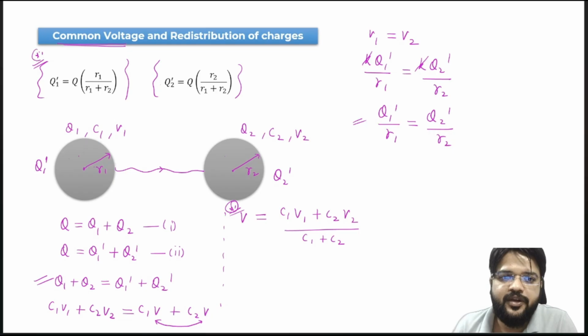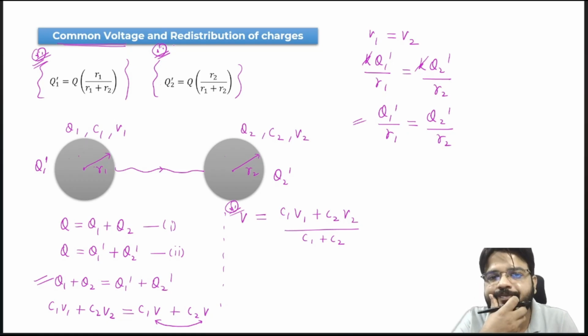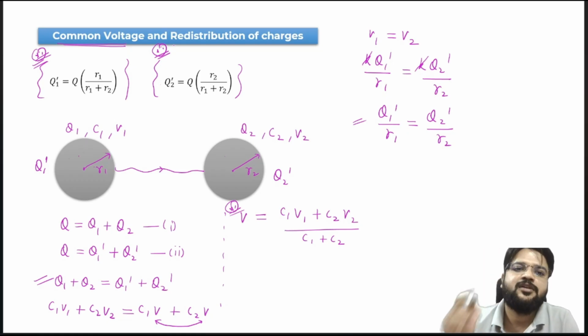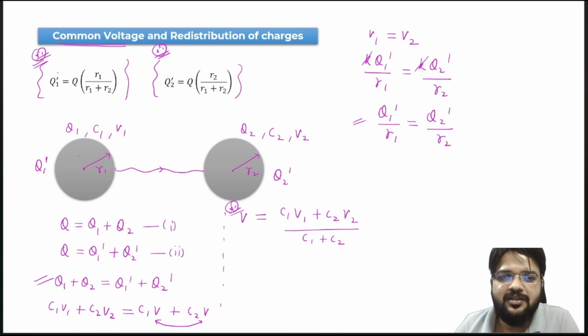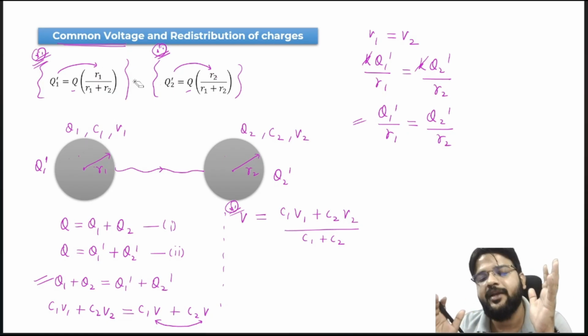So what is the final charge, everyone? After simplification, you will get this result, and you have to keep this result in your mind. These results are important. How can you remember them? When I am writing Q1 dash, then in the numerator we have R1. When I am writing Q2 dash, then in the numerator we have R2, and other things are the same. Here we have Q, here also we have Q, here we have R1 plus R2 and here also R1 plus R2. So other things are the same, everyone. Only the numerator is changing here. So keep this in your mind and remember it.